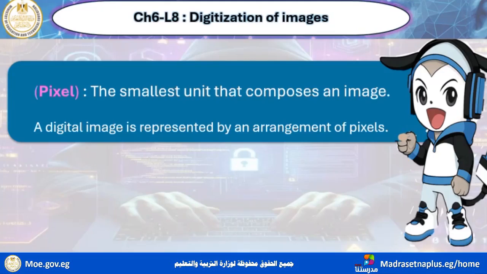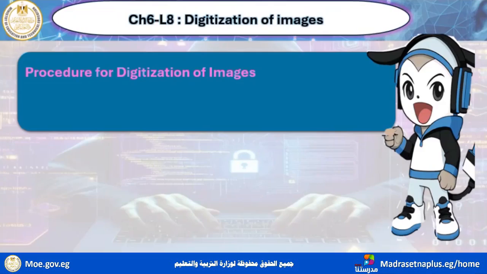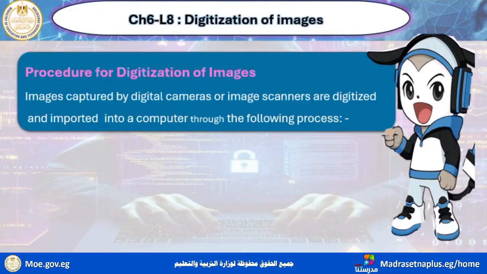A digital image is represented by the arrangement of pixels. You can convert your image to some vertical pixels and some horizontal pixels. Let's see the procedures of digitizing images. Images can be captured by digital camera or image scanners. Then images can be digitized and imported into the computer through the following process.